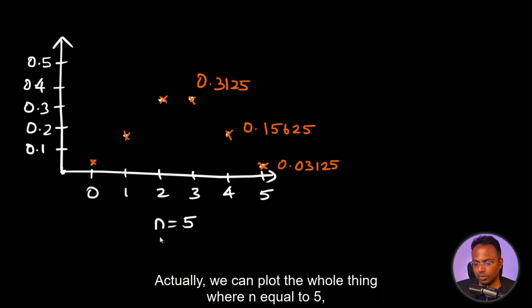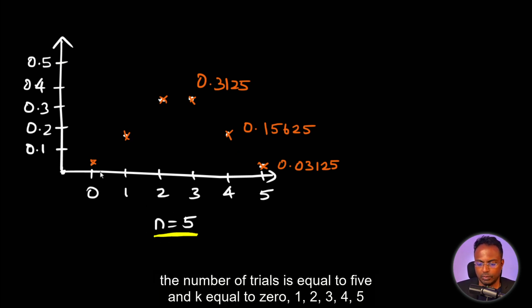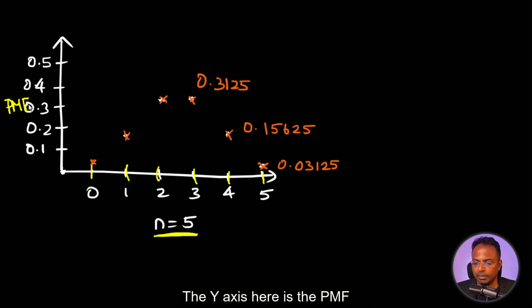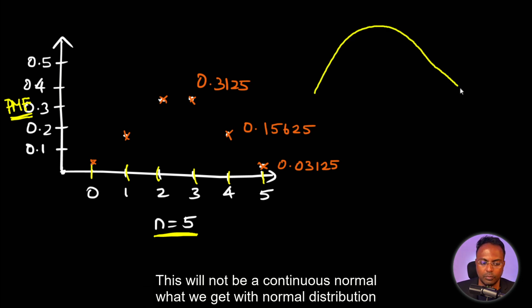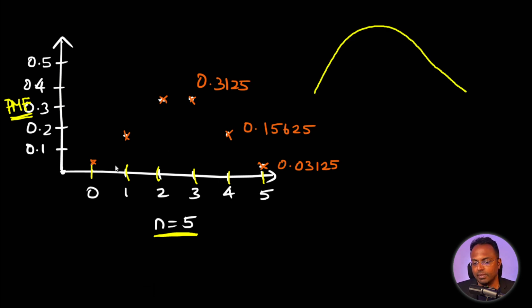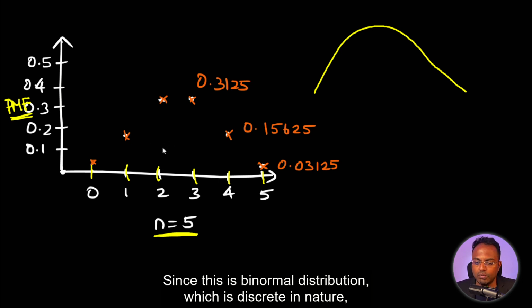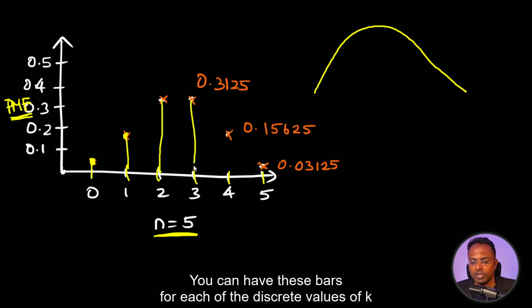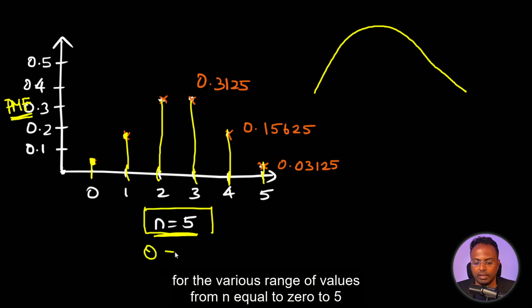Actually, we can plot the whole thing where n equal to 5, the number of trials is equal to 5, and k equal to 0, 1, 2, 3, 4, 5 for all possible values of k. We can compute the PMF. The y-axis here is the PMF, right? We can compute this and plot it like this. This will not be a continuous normal curve like what we get with normal distribution, right? Since this is binomial distribution, which is discrete in nature, we will have dots, or you can have bars also in this case. You can have these bars for each of the discrete values of k for the various range of values from 0 to 5.